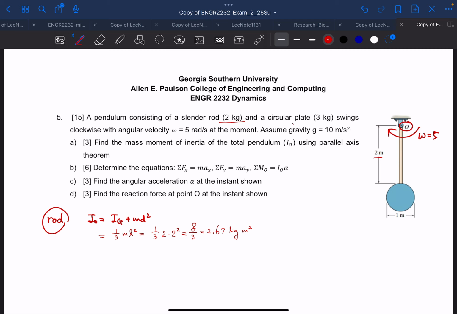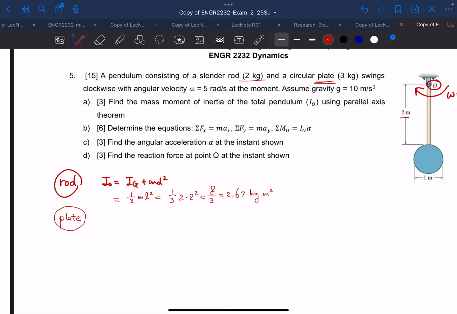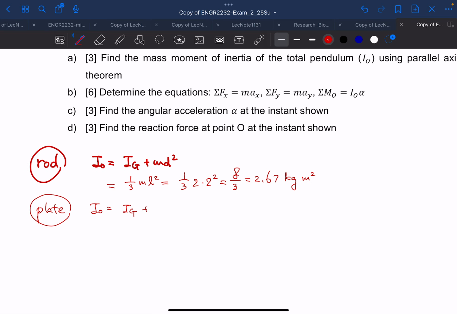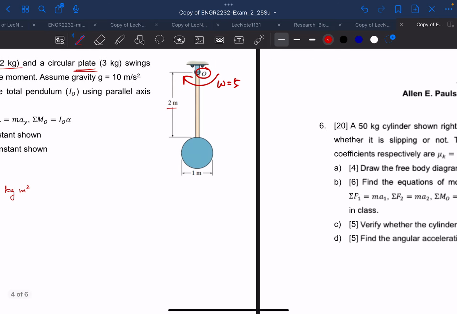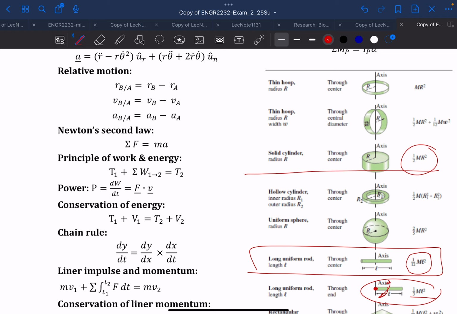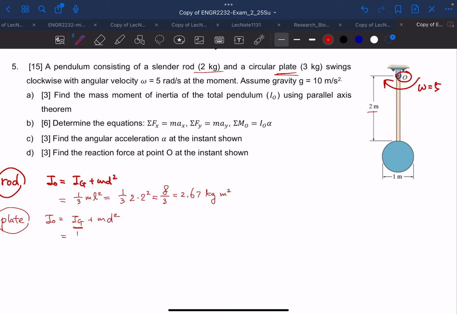And we have the plate. IO again is IG plus MD squared, and IG, let's take a look. For a thin plate, it's 1/2 mr squared, so it's 1/2 m, r is 0.5, 0.5 squared, plus md squared. If it were rotating with respect to this point G, then it's just this term, but it is rotating against this point here. So the distance is 2 meters and the radius 0.5, so it's 2.5. And m is 3 as well, 3 times the distance 2.5 squared.